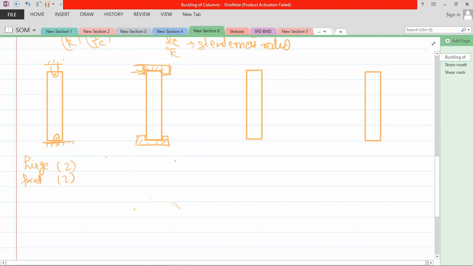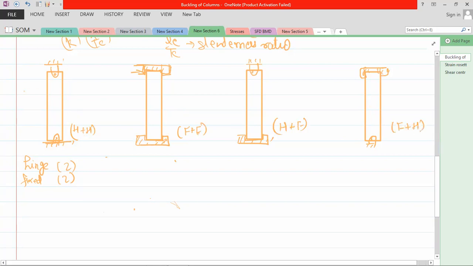Now I can provide hinge here and a fixed support here at the column. So this is another condition, or I can provide a fixed support here and a hinge support here. These are all your four conditions. Now, if this is hinge and hinge, I write H plus H; fixed and fixed, F plus F; hinge and fixed, H plus F; and another, F plus H. This is fixed plus hinged.